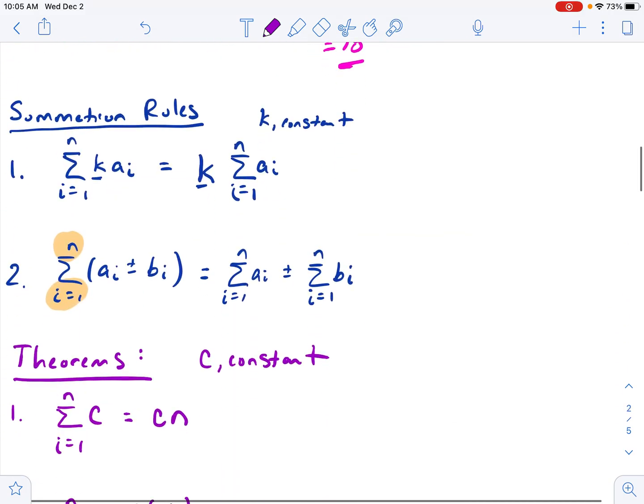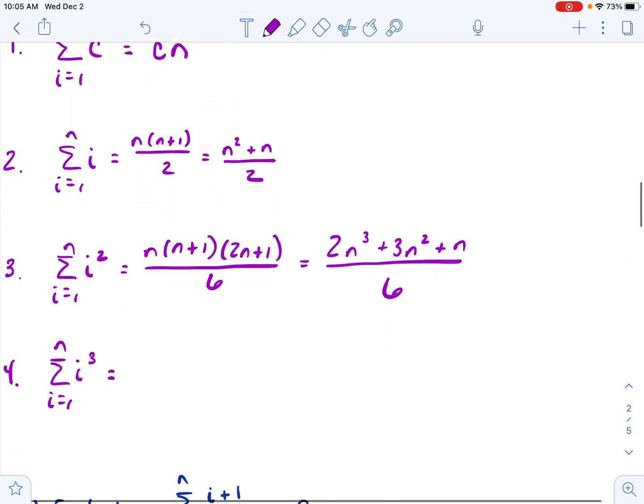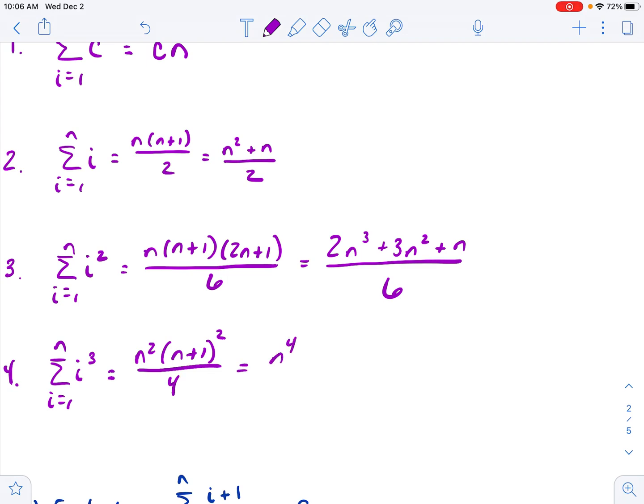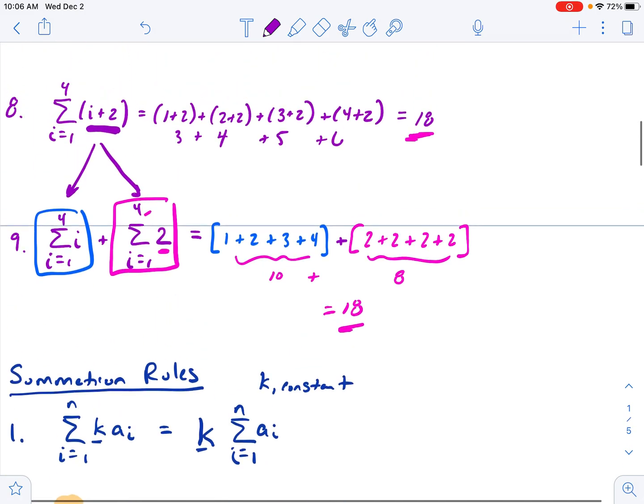Okay? And one more that we're going to want to know is for the cubed function. The summation as i goes from 1 to n of i cubed is equal to n squared times n plus 1 quantity squared over 4, or if cleaned up in the numerator, done out, n to the 4th plus 2n cubed plus n squared all over 4.